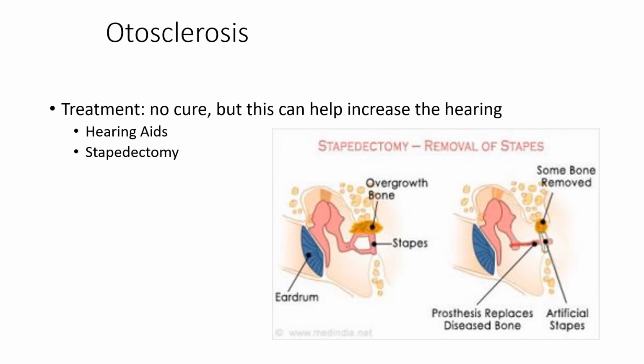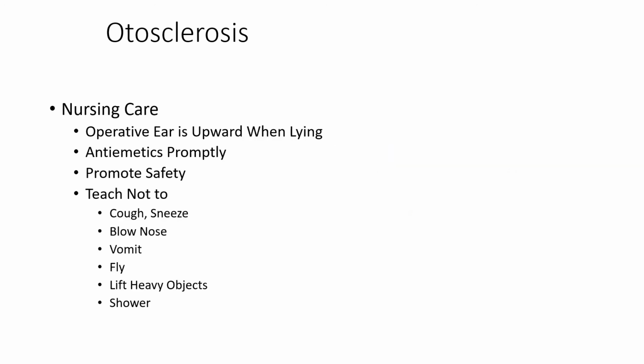And a stapedectomy is the removal of part or all of the stapes, and it can be replaced with a prosthesis, which is the treatment of choice. With this, we're going to make sure that the operative ear is upward when they're lying. We're going to provide antiemetics and promote safety. We need to make sure that these patients are not coughing, sneezing, blowing their nose, vomiting, lifting heavy objects, or showering, and they have a time limit as to when they can fly with that higher elevation popping of the ears.